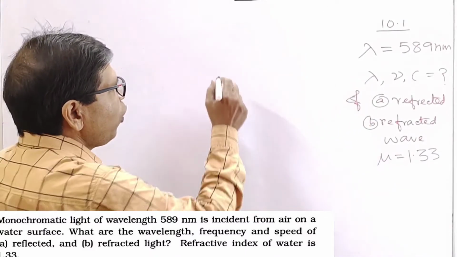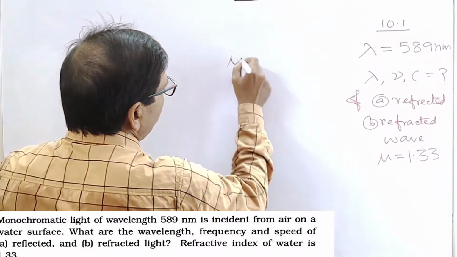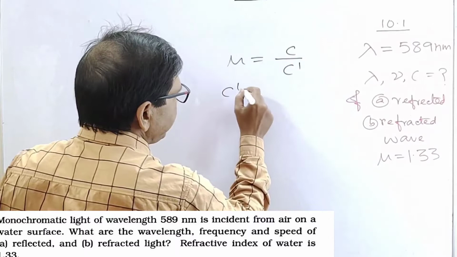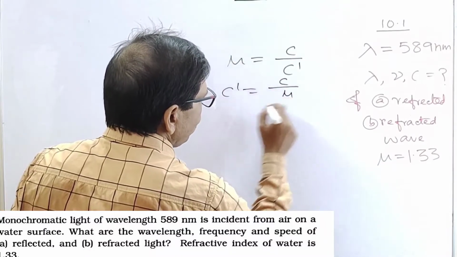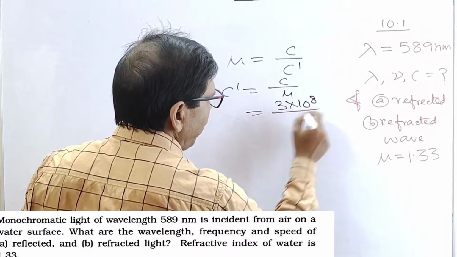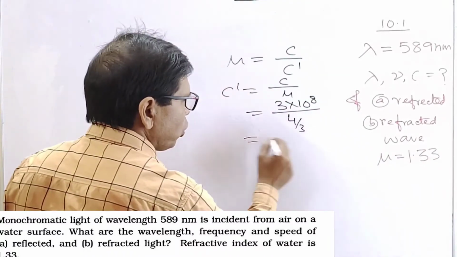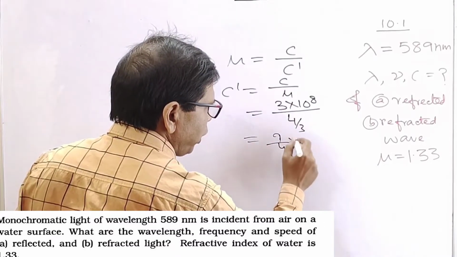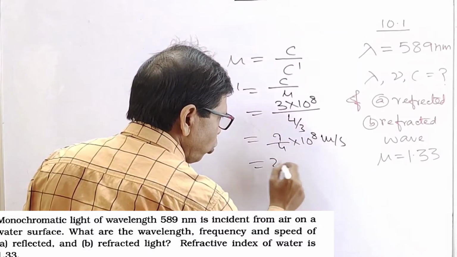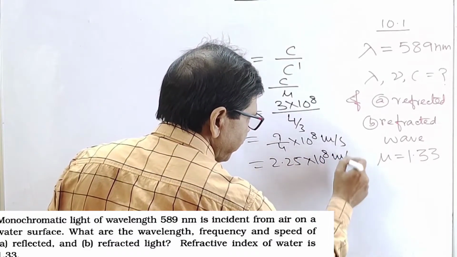Now lambda, and now speed of light. We know mu equals C by C dash, so C dash equals C by mu. C is equal to 3 into 10 to the power 8 divided by, this is almost 4 by 3. So this is 9 by 4 into 10 to the power 8 meter per second, which is 2.25 into 10 to the power 8 meter per second.